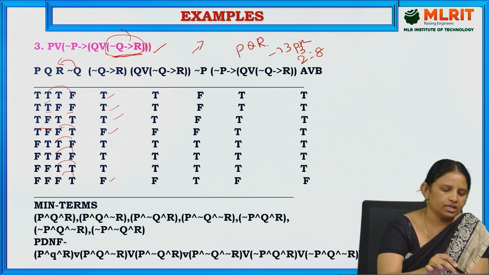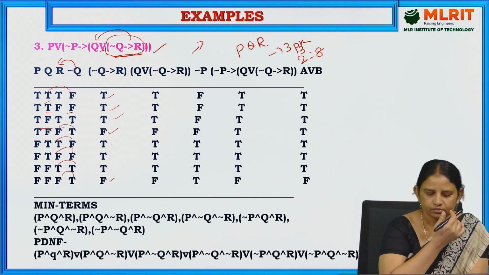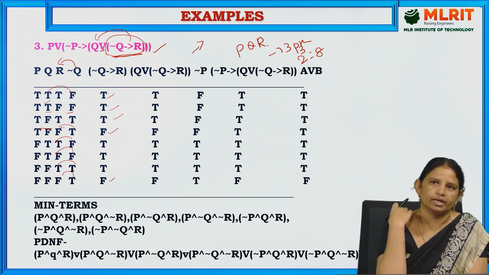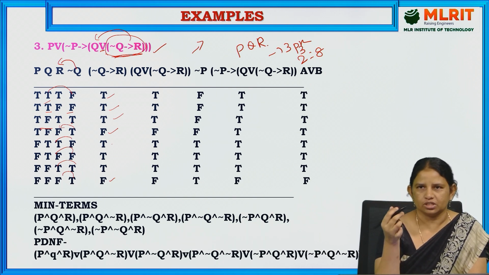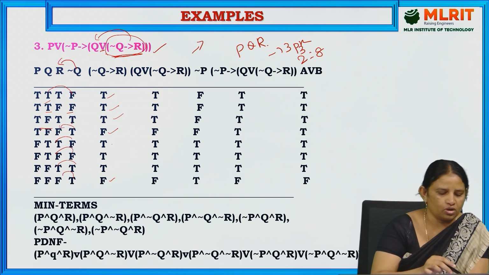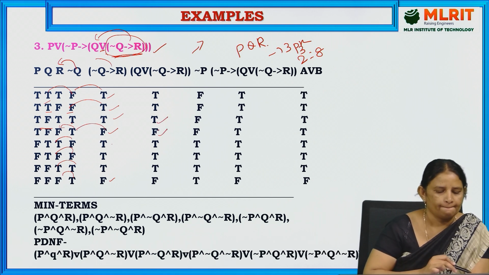For this one, take negation Q and operator R. It returns true if any one of the propositions is true, otherwise it returns false. Here negation Q or R: true, false is true. Again true, false is true. True, true is true. False, true is also true. This is the OR operator.